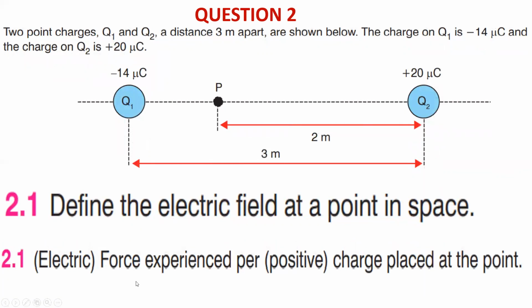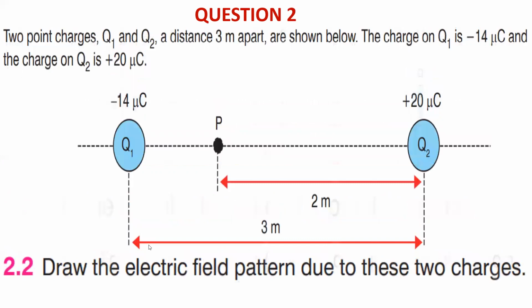So the definition of electric field is here now. Electric force experienced per positive charge placed at the point. So this is our definition. You can highlight it, you can write it somewhere. So we should know the electric field definition. Let's continue. Draw electric field lines. Okay, we are going to draw electric field lines between these two. What we know, please remember, electric field lines go from positive to negative. As you see, you have positive 20 microcoulombs, and then you have negative 14. So electric field goes from positive to negative.